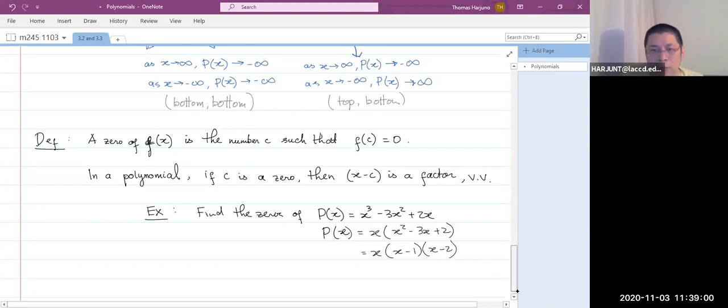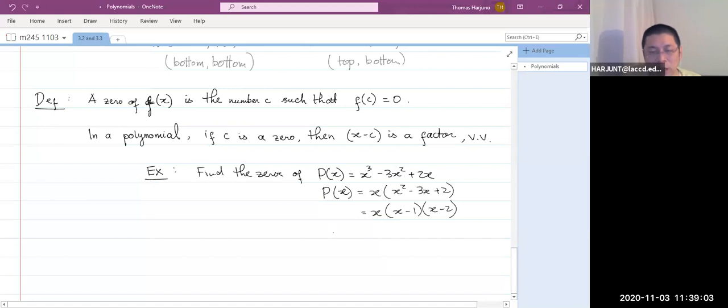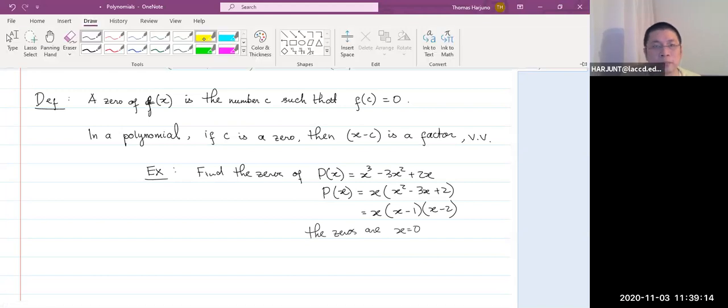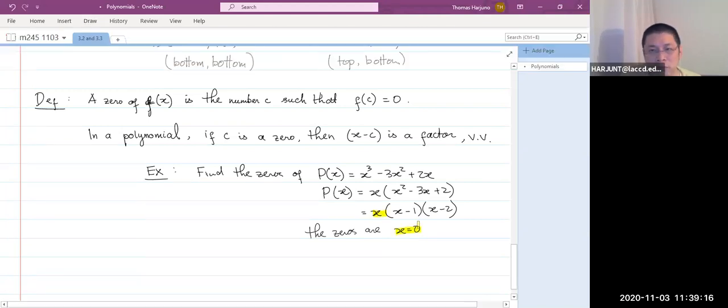Once we write them in factor form, then we say the zeros are x equals to 0. And then x minus 1 equals to 0, or x minus 2 equals to 0. That gives us x equals to 1, x equals to 2.